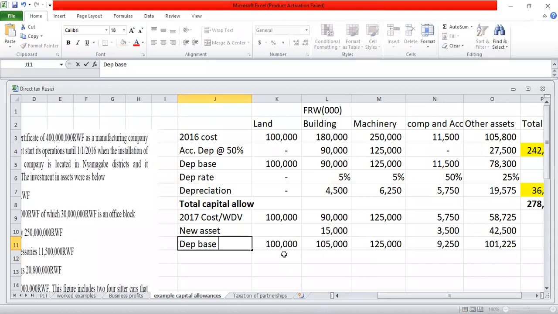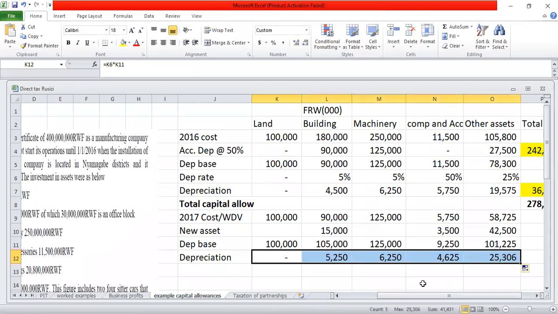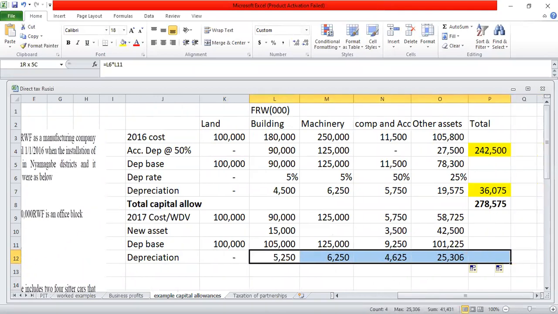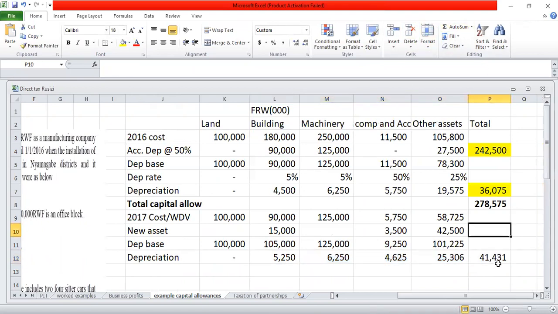So then I can now use the same rates that I have to get the depreciation, which is this rate here times our base. So this is what I recognize in my profit and loss as the capital allowance for 2017. So that is how we compute capital allowances.